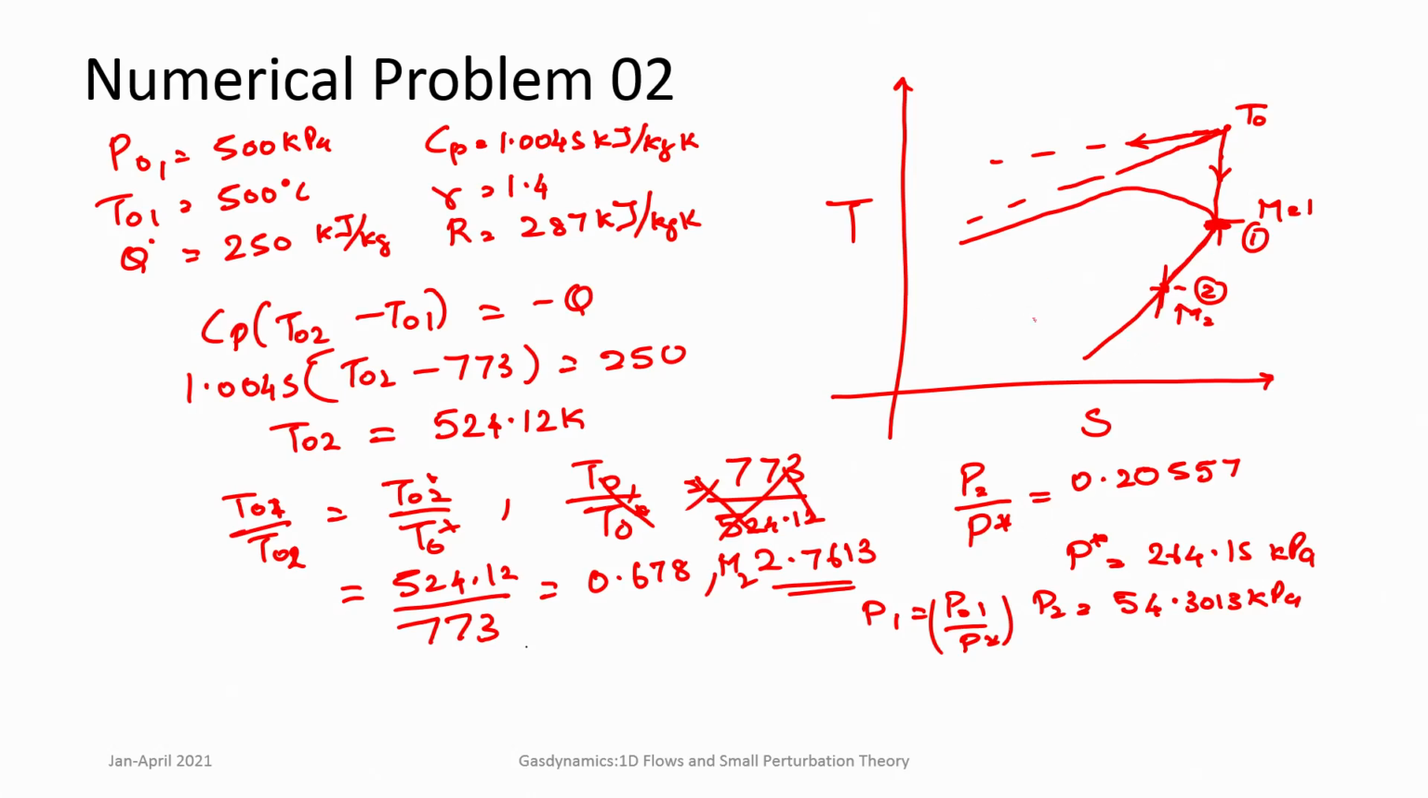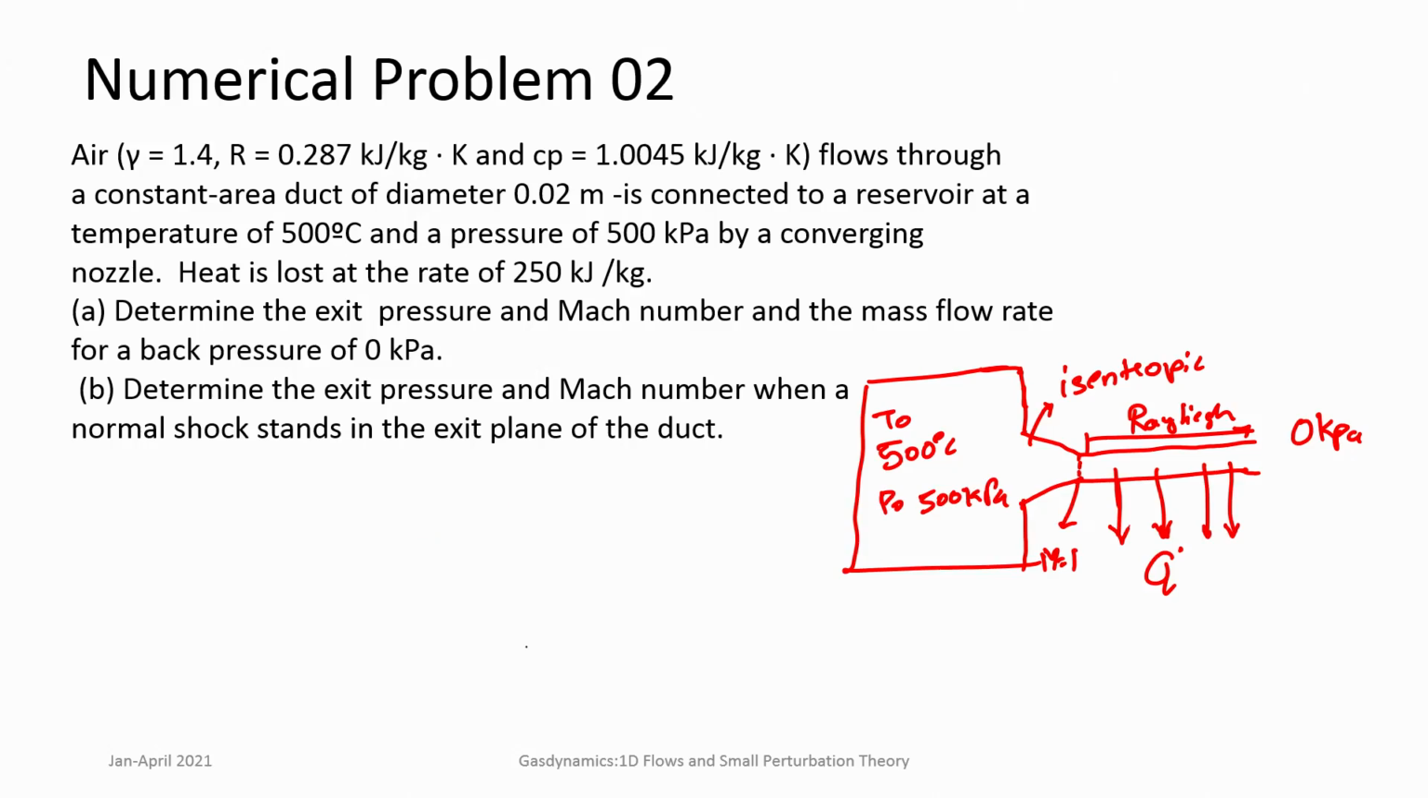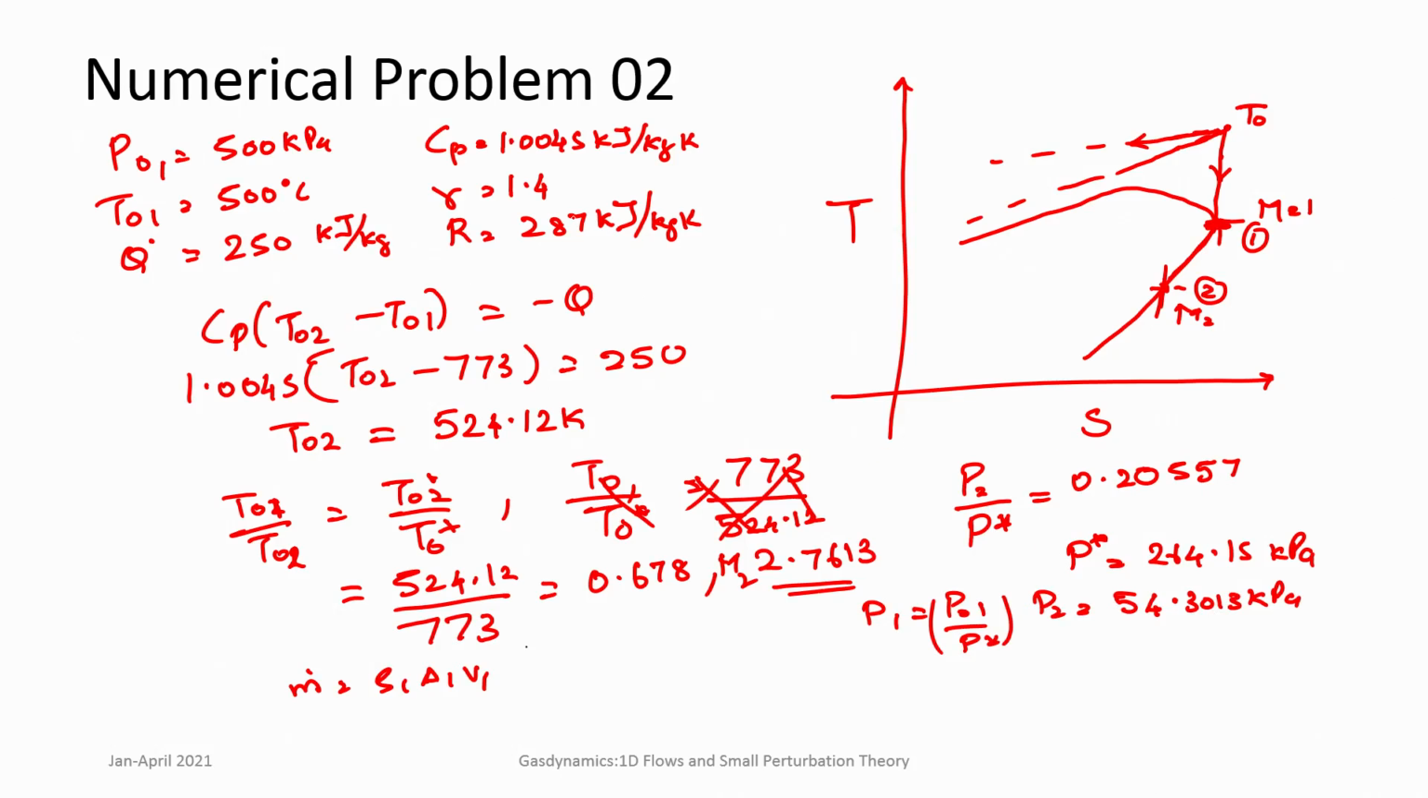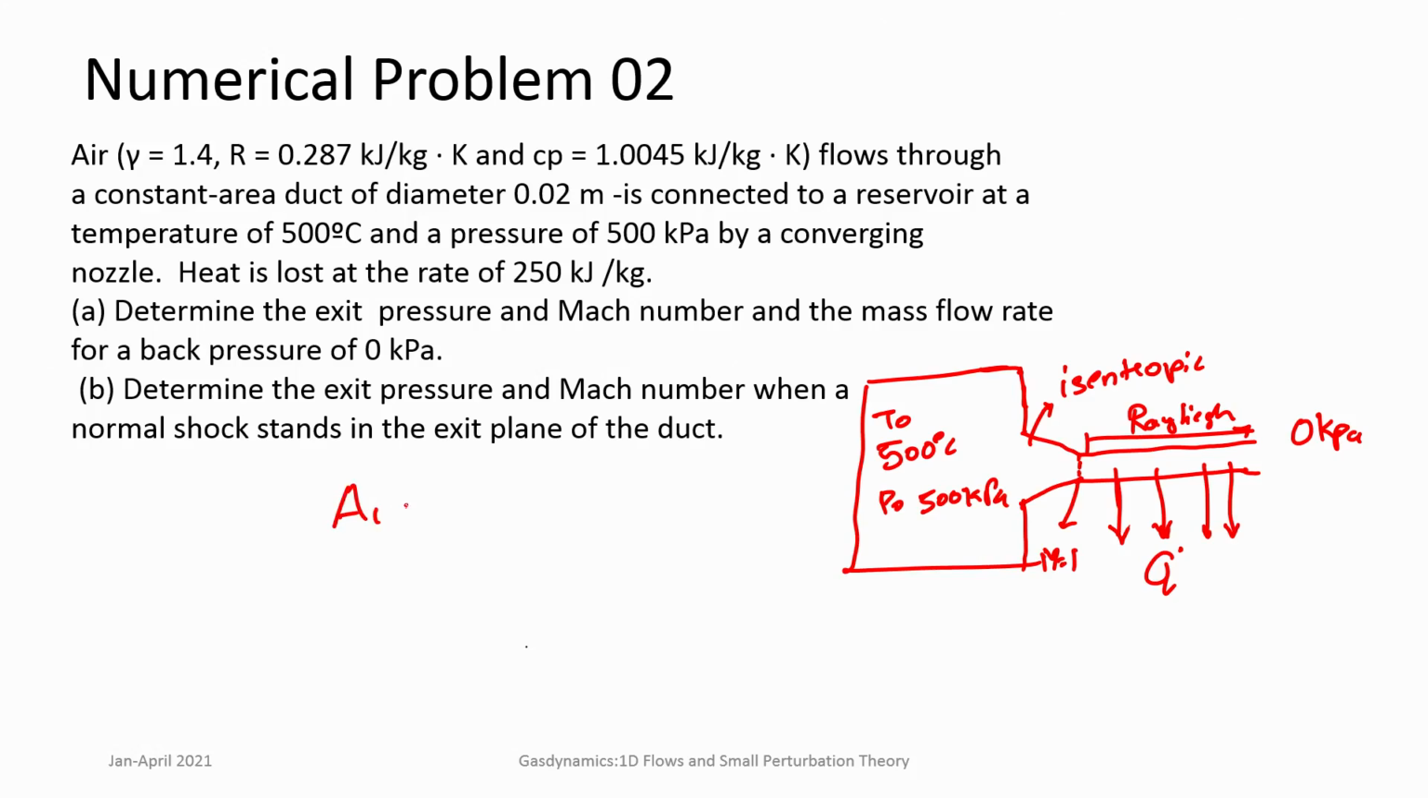Now, what about mass flow rate? Mass flow rate can be found: m dot is rho 1 A1 V1, and the area of the duct is given. 0.02 meter diameter is given. So, area A1 is pi by 4 multiplied by 0.02 squared. Okay, so, area is known, which is something like 3.14159 into 10 power minus 4 meter square.